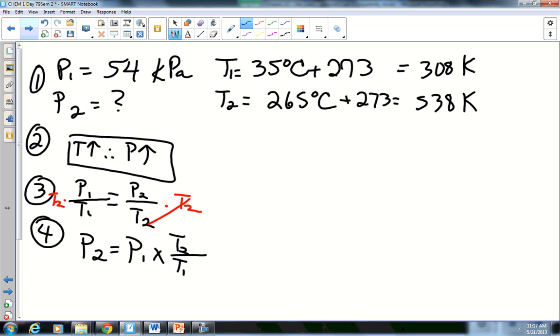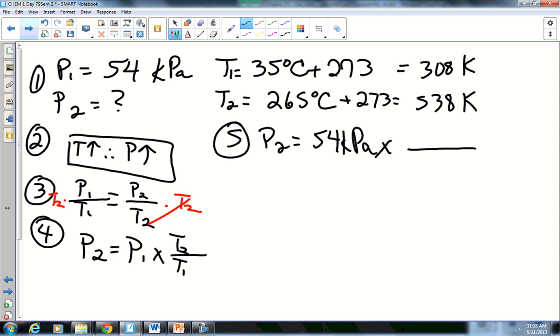Now, that's why I said I grade step 5, because can you use your head? P2 is going to be equal to whatever P1 was, 54 kPa, times a conversion factor of those temperatures that's going to make the pressure go up. So, Matt asks, which way should it look? And Travis, I want the answer when you're done. 538 over 308. And don't forget the label, 538 over the 308.